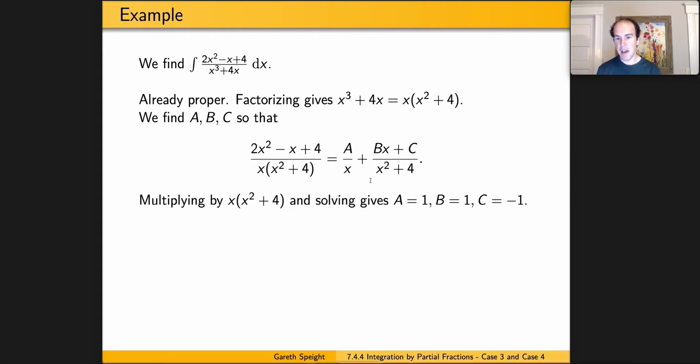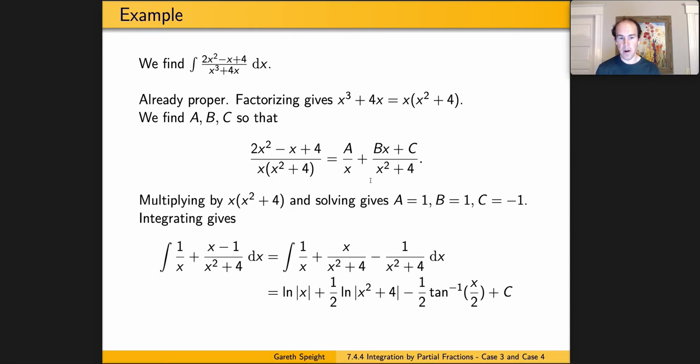If we do that, we get a equals 1, b equals 1, and c equals minus 1. So if we substitute a is 1, b is 1, c is minus 1, we're integrating 1 over x plus x minus 1 over x squared plus 4 dx. And the bottom here, x squared plus 4, does not have that x term, so we don't have to complete the square or anything like that I was talking about on the last slide. We just have to split it along the numerator. So we have the integral of 1 over x, and then we split this fraction along the numerator.